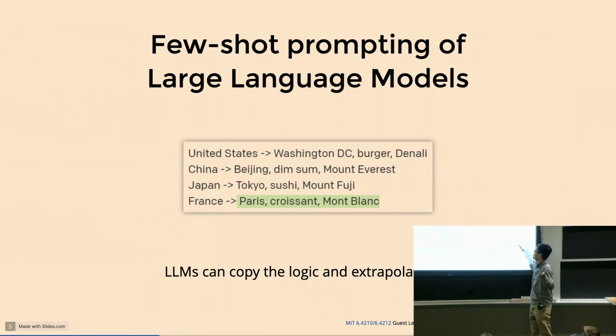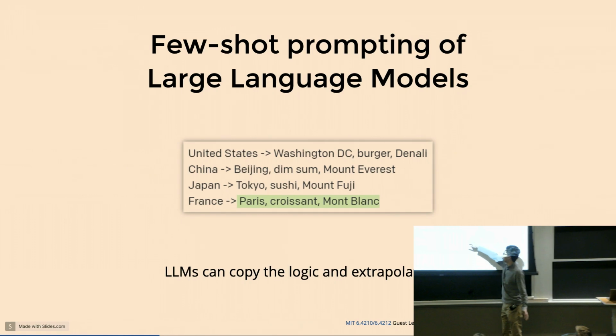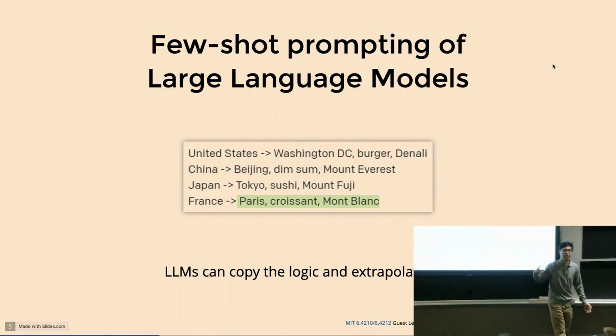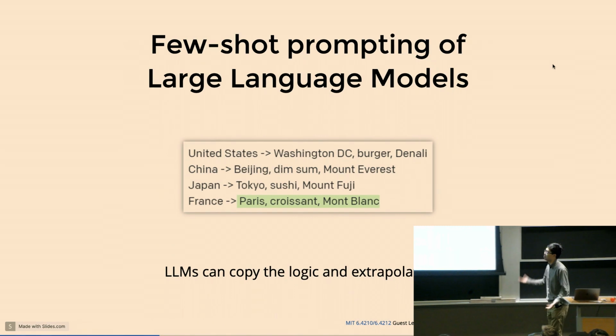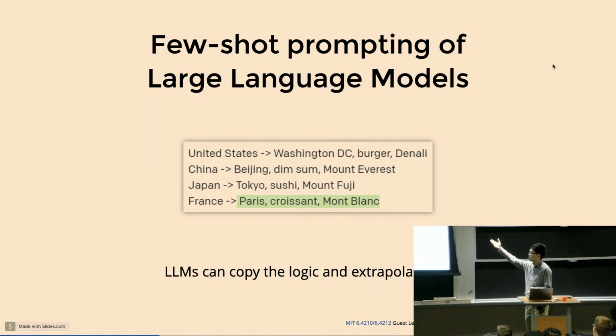Burger is a representative food of this country. And finally, it's a mountain. And I give you 3 examples. And at the end, I prompted with France, a new country. And somehow, it's able to copy this logic and output the information I need in a very structured way, separated by a comma. And you can imagine this is really useful because by using these examples, I was able to constrain its output to be in certain forms that I can easily parse with Python strings.